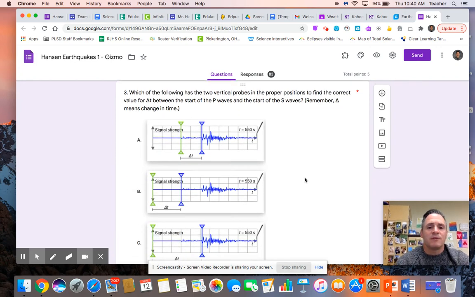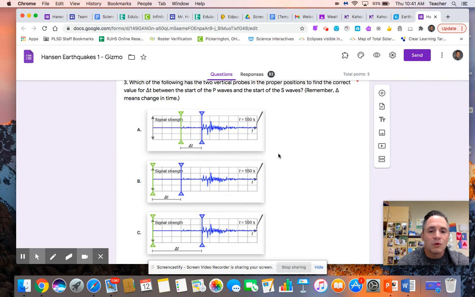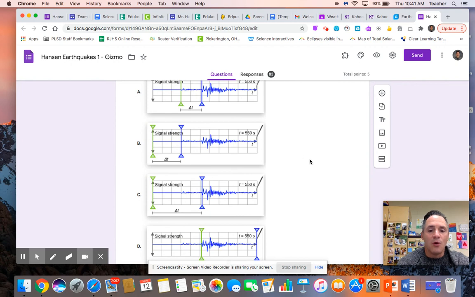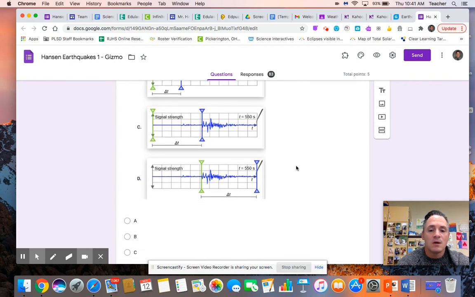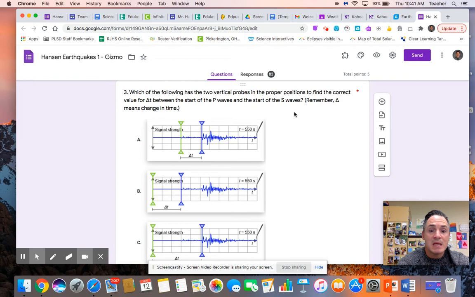All right. 3, which of the following has 2 vertical probes in the proper positions to find the correct value of delta T between the P and S waves and the start of S? Remember, all right? Okay. No. No. No. Ding, ding, ding. P wave, S wave. There we go.